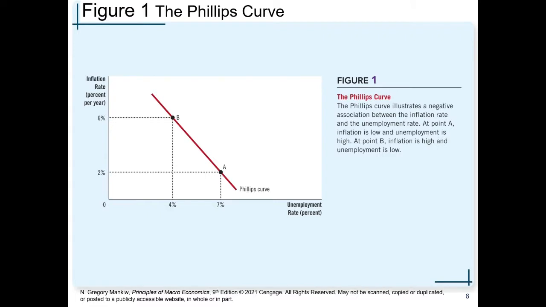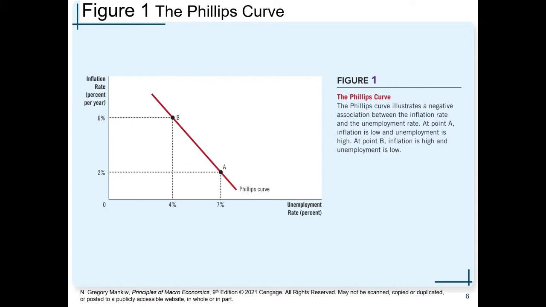This is an example of the Phillips curve. This graph shows a negative relationship. It's downward sloping between inflation and unemployment. If you want low unemployment, so you want to be closer to this end of the x-axis, you have to accept high rates of inflation, and vice versa. If you want low rates of inflation, you need high rates of unemployment.